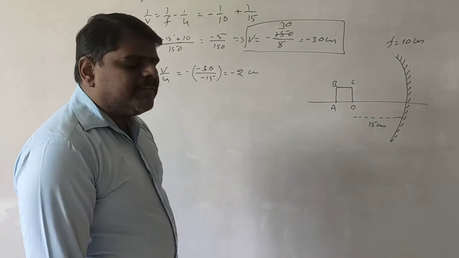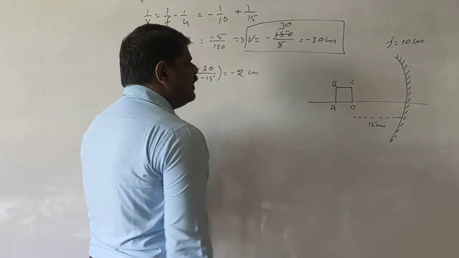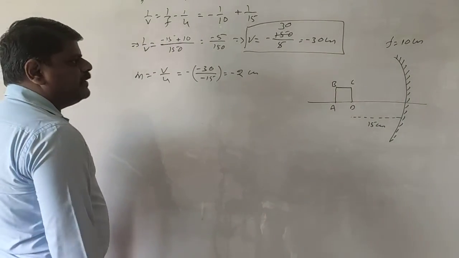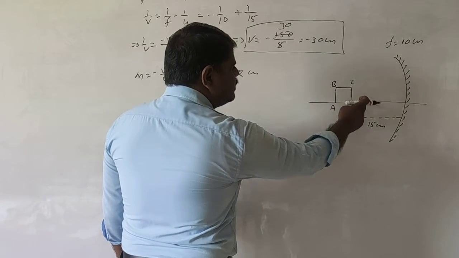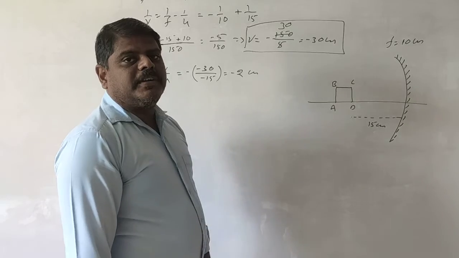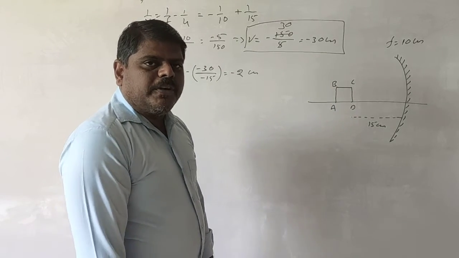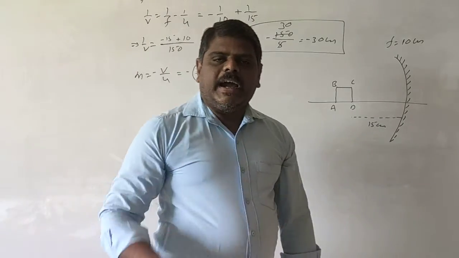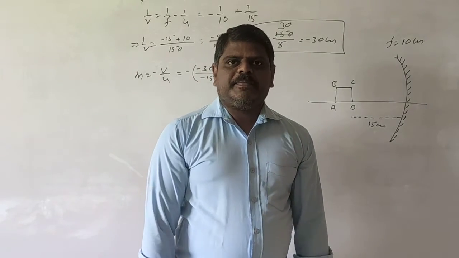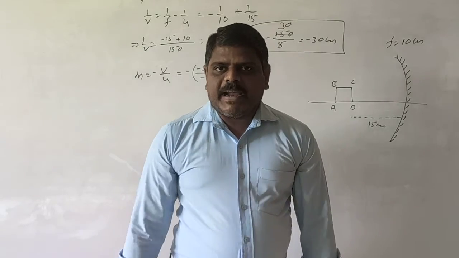If you have the magnification, then it will be very easy to find the height itself. CD is the height of the object. C dash D dash, height of the image. A dash B dash, height of the image. So we know that the magnification is equal to the height of the image by the height of the object. Then what is the formula? Height of the image is equal to height of the object into magnification.